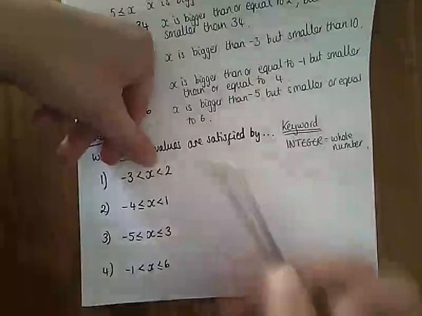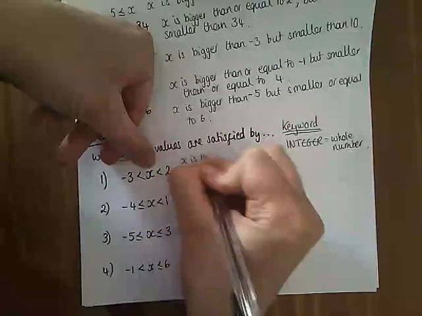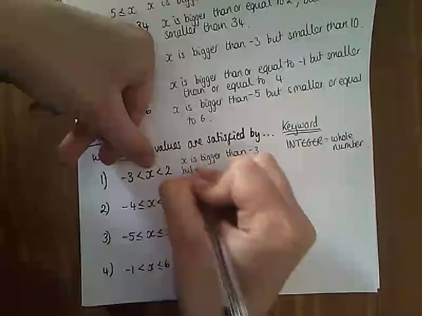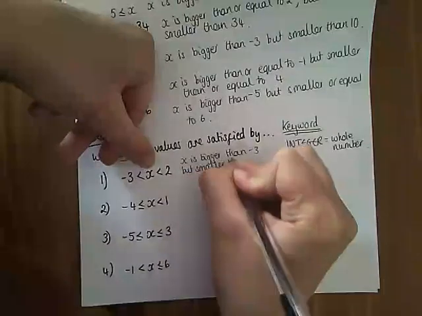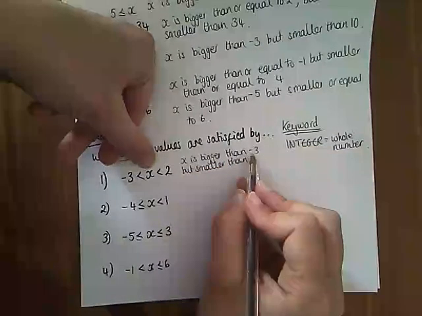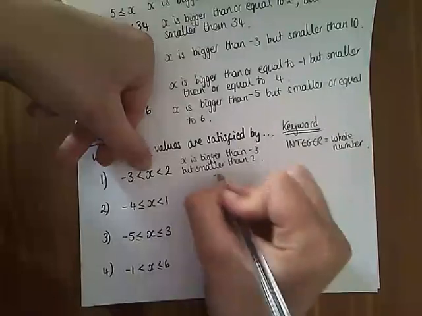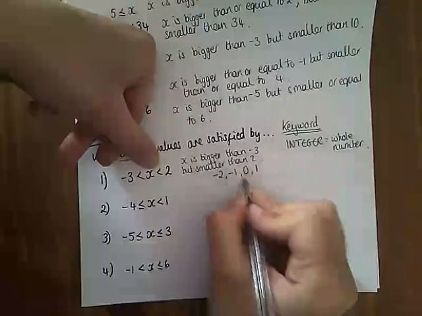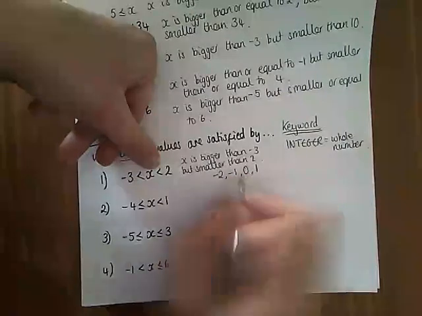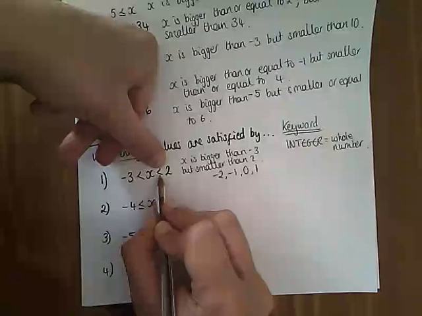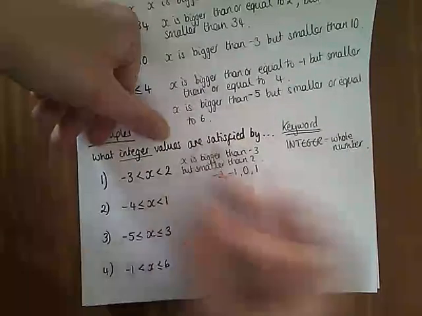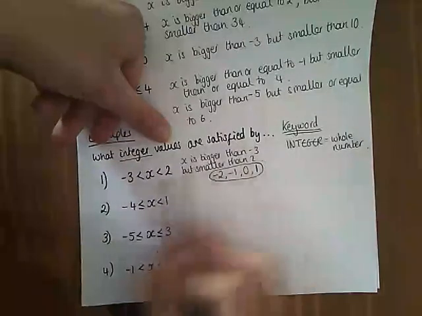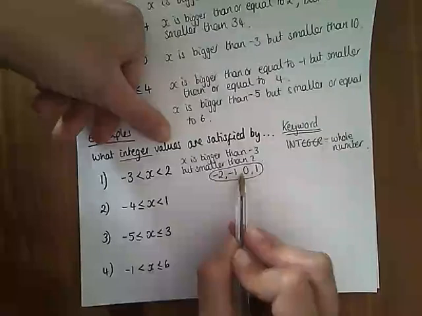So here, X is bigger than -3 but smaller than 2. Which means that a number that's got to be bigger than -3, it can't equal -3, so it could be -2, that's bigger than -3, -1, 0, or 1. Don't forget the 0. People forget the 0. It's important. It can't be 2 because it's not got the equal sign on. So when I ask what integer values are satisfied by, that is your answer: the list of numbers that X could possibly be. It's a whole number. It can only be these whole numbers.